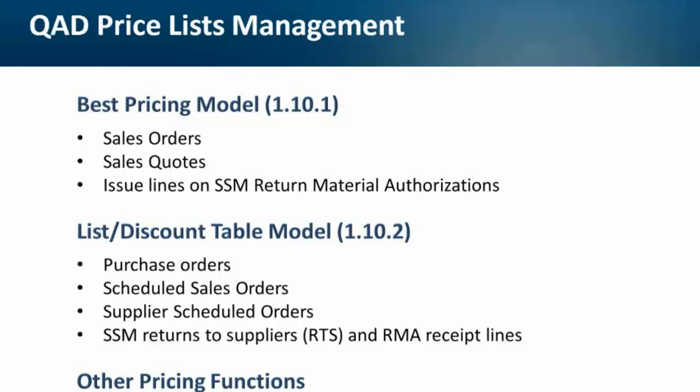There are also other pricing functions in QAD, like service parts price list, and some miscellaneous price lists that define planned costs for items, labor, and expenses used in projects. And also there's an advanced price management module, so-called APM, which is a separate QAD product that is used for more complicated promotional pricing. Today we're going to talk about best pricing and least discount table pricing.